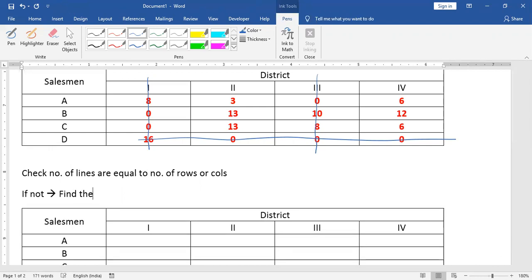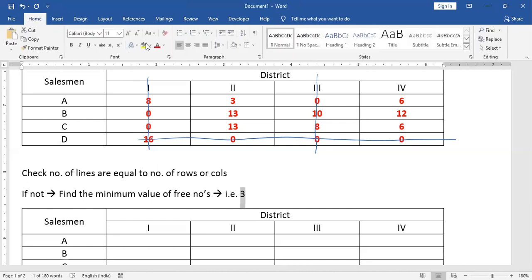If not, then find the minimum value of free numbers. And we know free numbers are those which are not covered by a line. In this case, that is 3. So 3 is the minimum value from the free numbers, right?